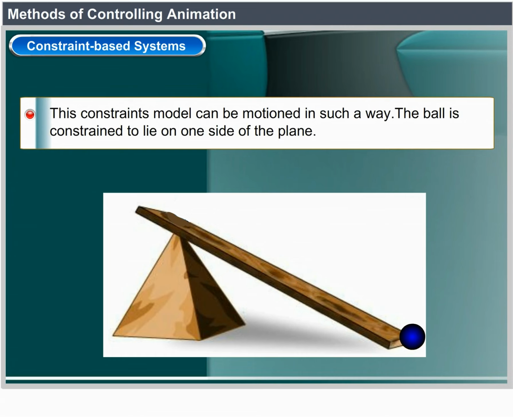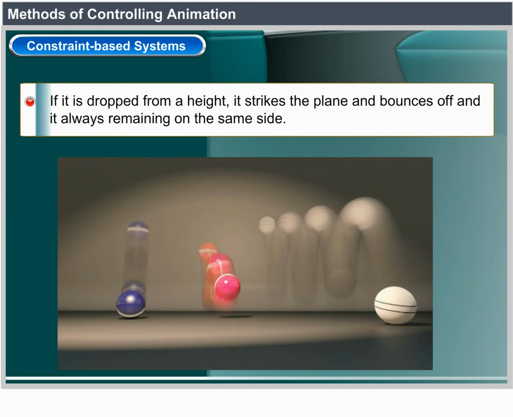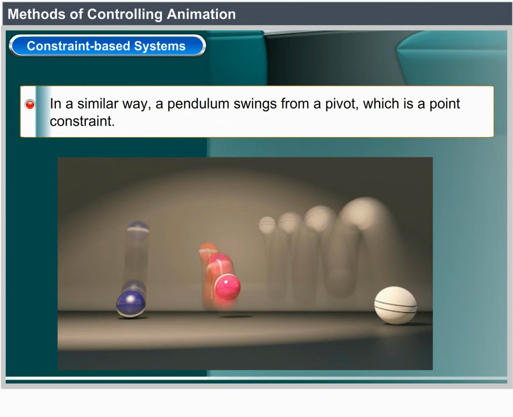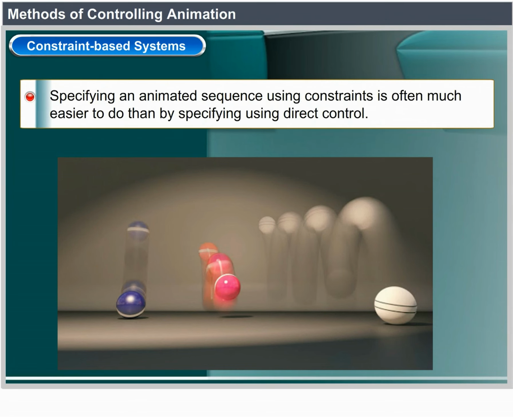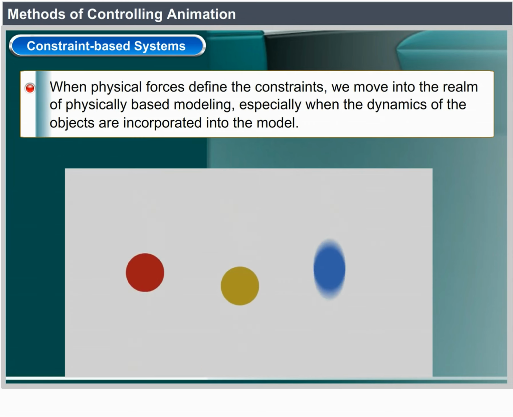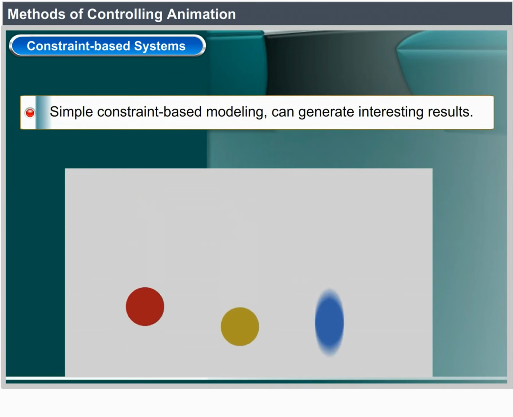The ball is constrained to lie on one side of the plane. If it is dropped from a height, it strikes the plane and bounces off, always remaining on the same side. In a similar way, a pendulum swings from a pivot, which is a point constraint. Specifying an animated sequence using constraints is often much easier than specifying it using direct control. When physical forces define the constraints, we move into the realm of physically based modeling, especially when the dynamics of the objects are incorporated into the model. Simple constraint-based modeling can generate interesting results.